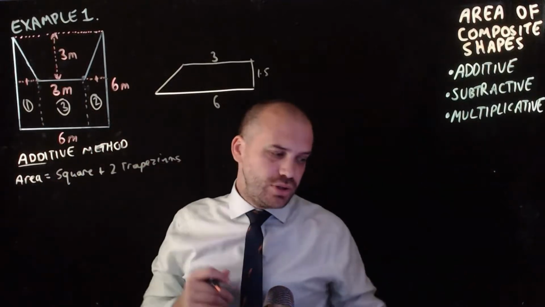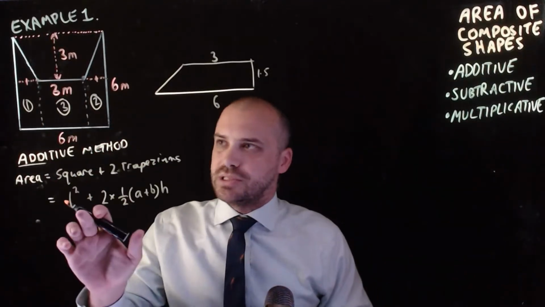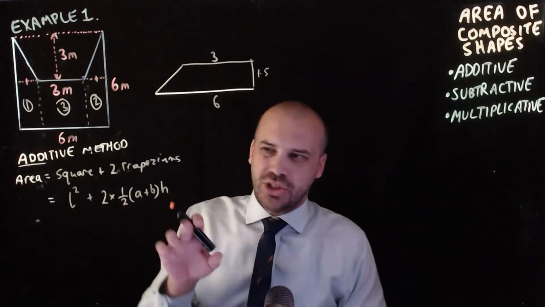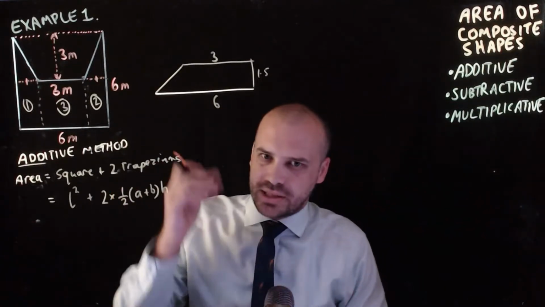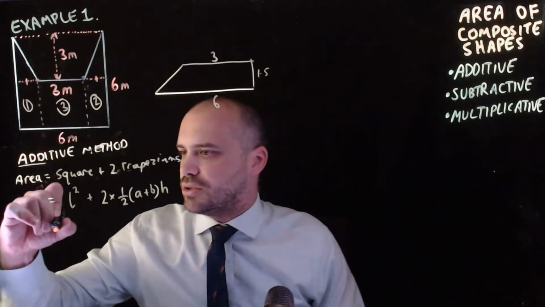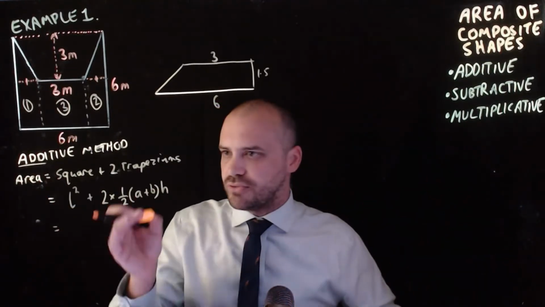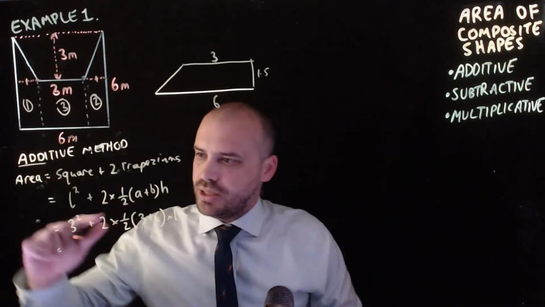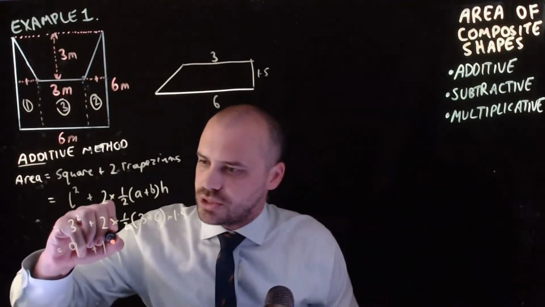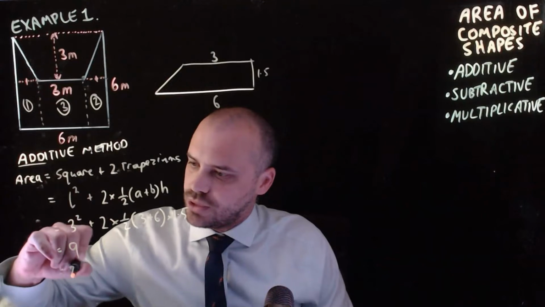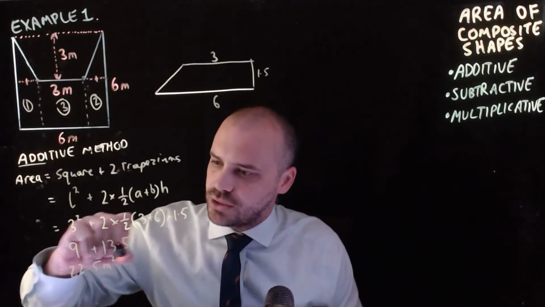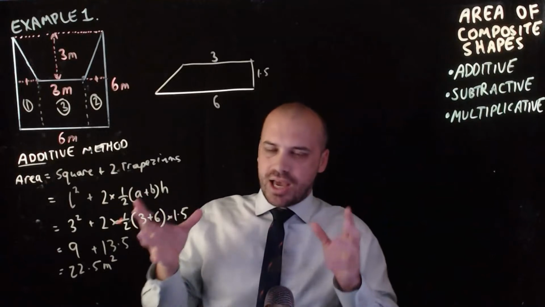Now you should already know the formulas for those. So the area of the square is length squared, and the area of the trapezium is half a plus b times h. You might have seen that formula written in a different way. That's the way I'm going to write it. I think that's how it looks on your formula sheet. After this, we just put in our numbers for all of these values. And what I'll get here is 3 squared, which is 9. All of this is going to be 13.5, and I'm left with 22.5 meters squared because I'm finding area. Now that's the additive method.